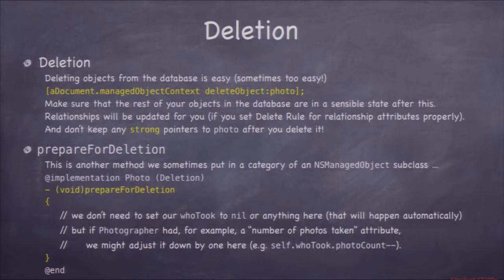Now, what would you do in that prepareForDeletion? Well, you don't need to do anything with the whoTook or the photos or anything like that. That's all taken care of for you. But what if you had another property somewhere in the database which was counting the photos, and deleting this photo would change that count? And why would you have such a thing? Because it's possible to just query the count of photos that a photographer has, for example. Maybe for efficiency you're checking something about the photo and keeping this count. And maybe if you delete the photo, you need to update that count. Well, you can do all that kind of stuff here in prepareForDeletion.